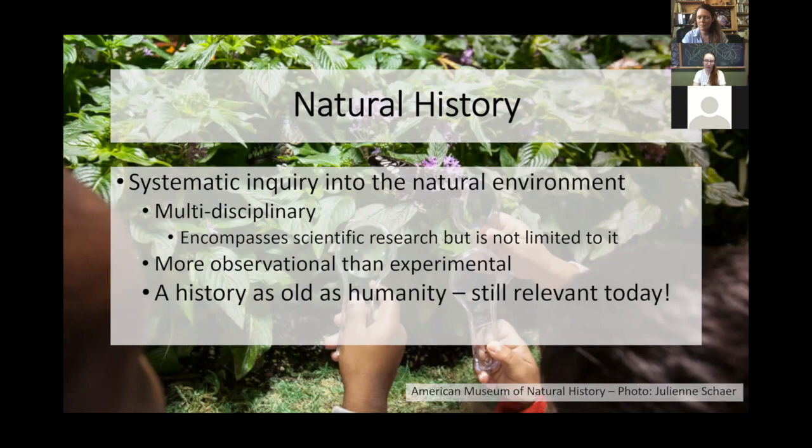And really, this curiosity that humans have had about their environment, I'm sure has existed for as long as humanity has existed. But our first written evidence of natural history comes from the ancient Greek and Roman philosophers, like Aristotle and Pliny the Elder, and has continued throughout our history.